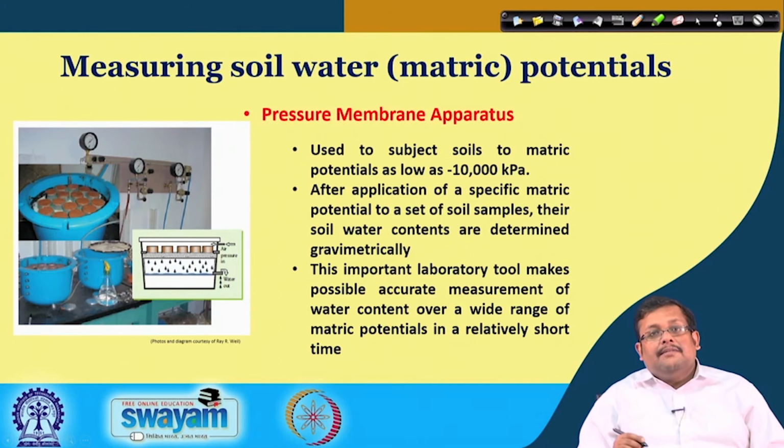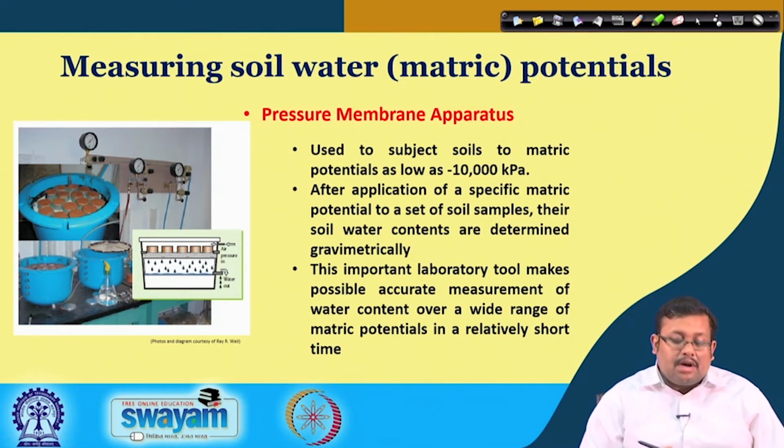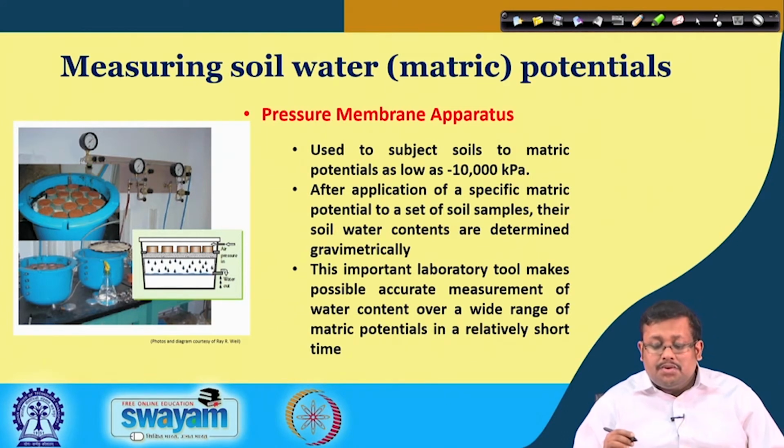Another important apparatus is called the pressure membrane apparatus. The pressure membrane apparatus is basically used to measure the water content at matric potential as low as minus 10,000 kilopascal. Up to this range, the tensiometer cannot read. The tensiometer is useful only up to minus 85 kilopascal. However, if you want to measure the soil water content at a potential as low as minus 10,000 kilopascal, you have to use this pressure membrane apparatus.